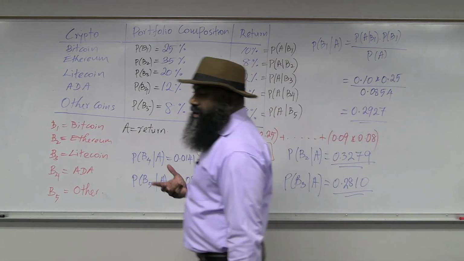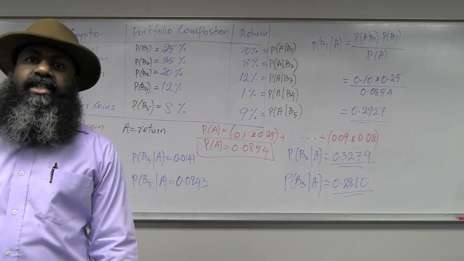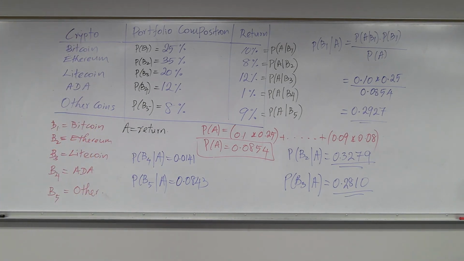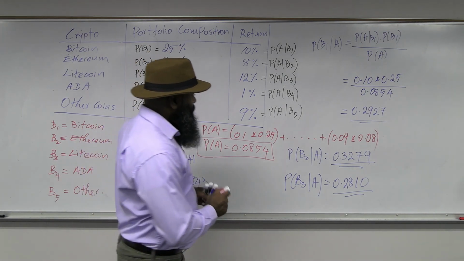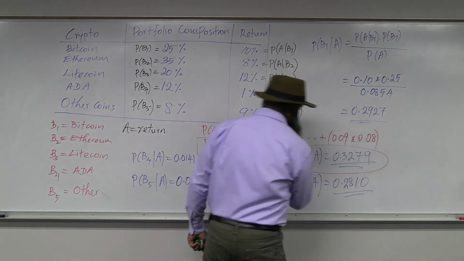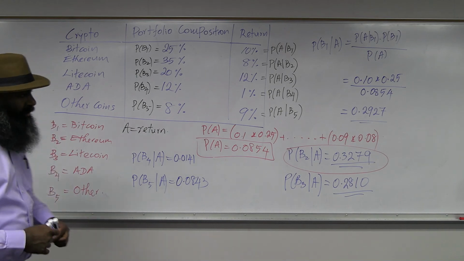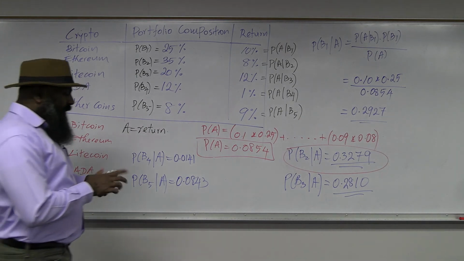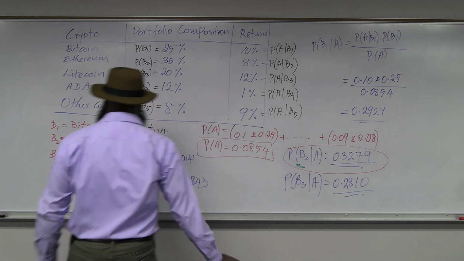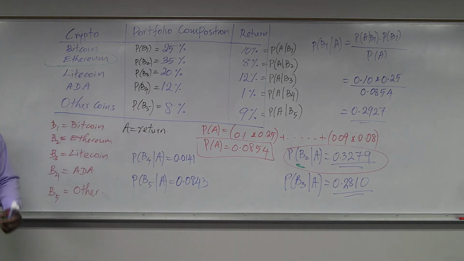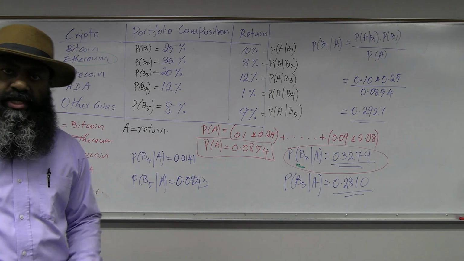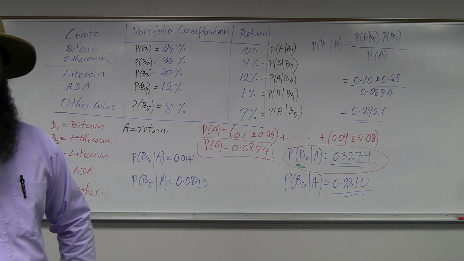Now, which crypto type has contributed for the largest proportion of returns? Well, I just have picked the largest one. I think this is the largest probability, 0.3279. That's from B2, which means Ethereum. So Ethereum has contributed for the largest proportion of return of Tim's portfolio.